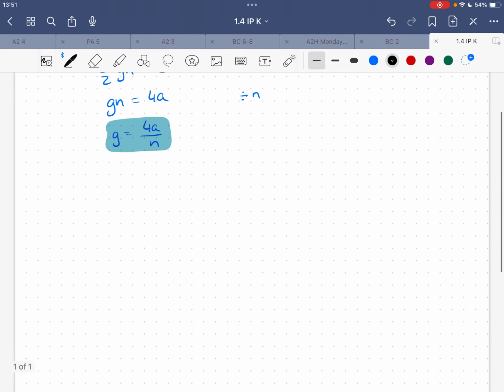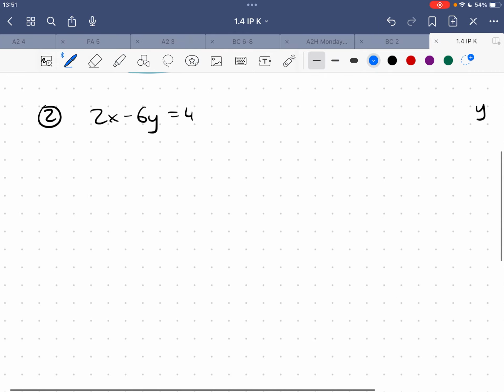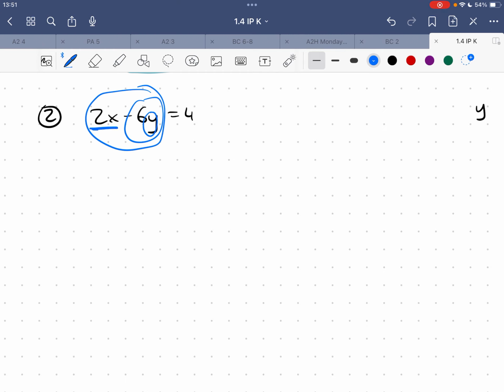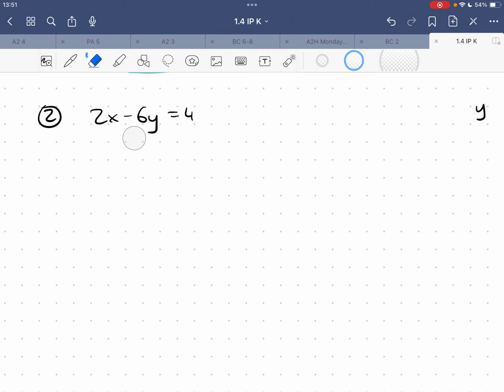Number 2 says 2x minus 6y equals 4, and here we're solving for y. Okay, so again, the first thing I do is I look at the y and I see what's around. There's only one y. So I know that first I'm going to have to get rid of the 2x, and then the negative 6. It looks like I'll be done in 2 steps.